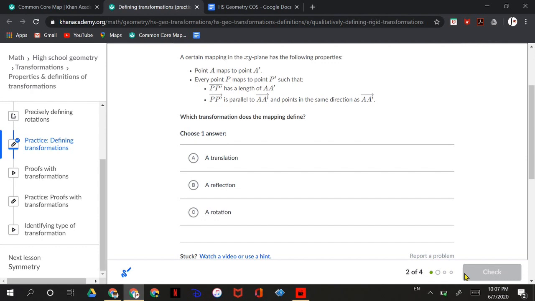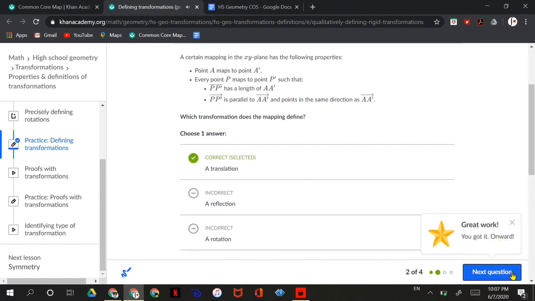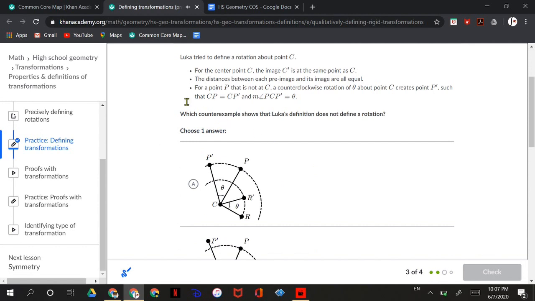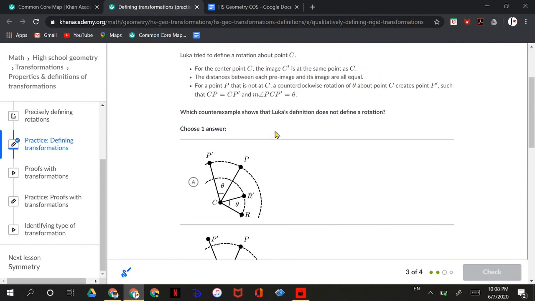Okay, which counterclaim shows that Luke's definition does not define a rotation? For the center C, the image C' is the same point as C. Okay, the distance between each pre-image and image are equal. For any point that is not at C, a counterclockwise rotation of theta about point C creates P' such that CP is equal to CP' and angle PCP' is equal to theta. Which counterclaim shows that Luke's definition does not define a rotation?